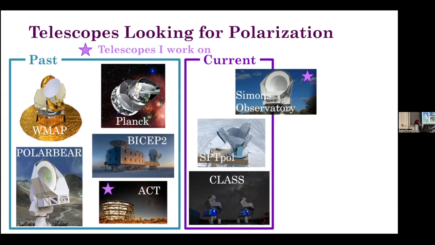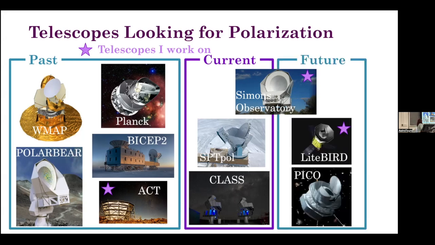We have things like the South Pole Telescope, which is in the South Pole, CLASS, which is a telescope in Chile, and then other future things include LiteBIRD, which is a satellite that should be launched in the early 2030s, and then PICO, which is another future telescope.